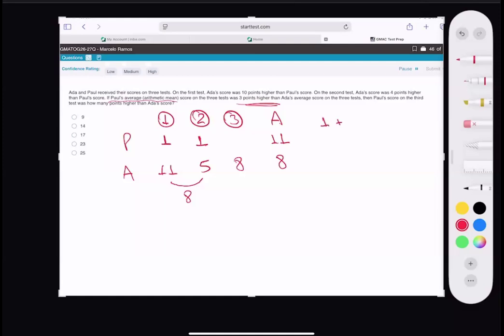So what is the score of Paul in the third test if the average is 11? It's 1 plus 1 plus y in the third test divided by 3 is equal 11. Is that okay? So 2 plus y is equal 33. y is equal 31. So to have the average 11 after having two ones is 31 minus 8, 23. Is that okay?